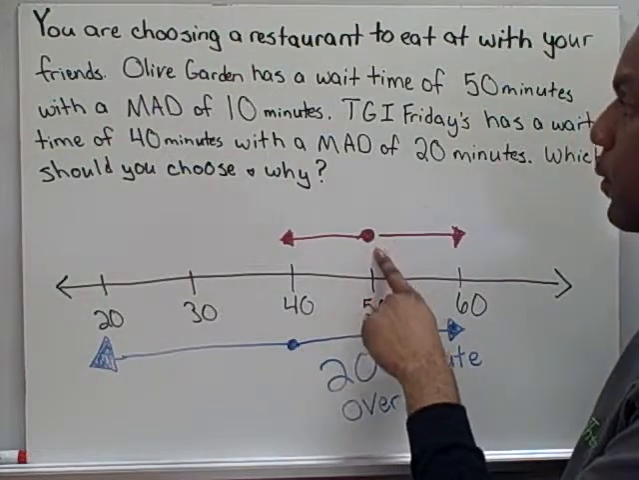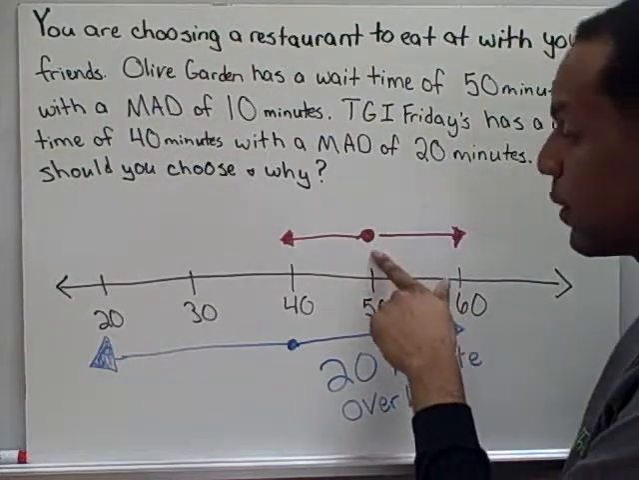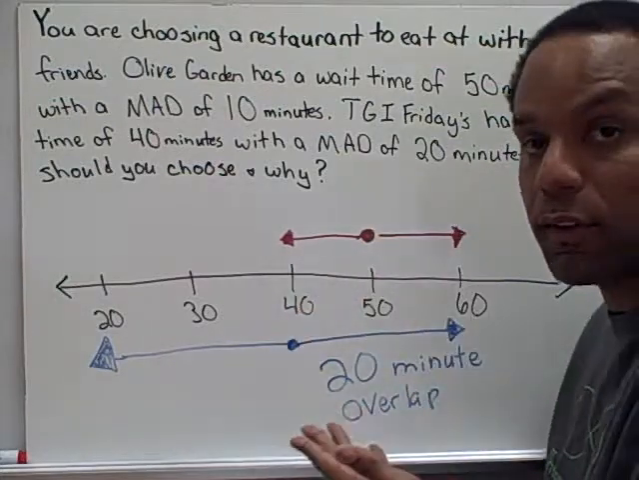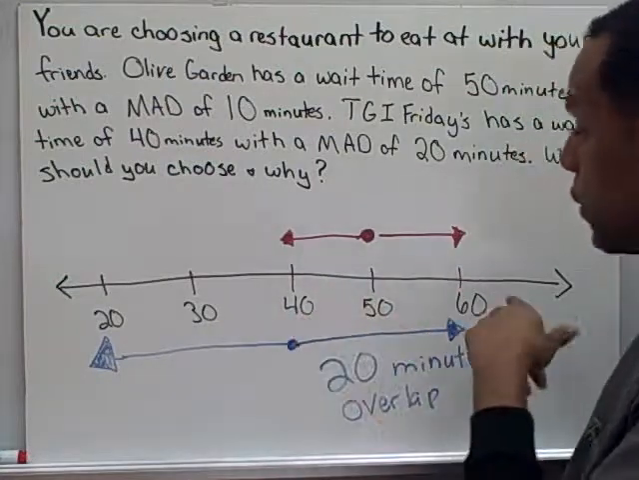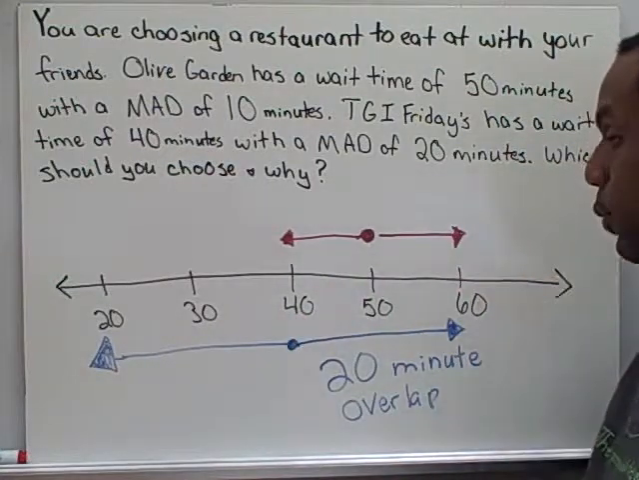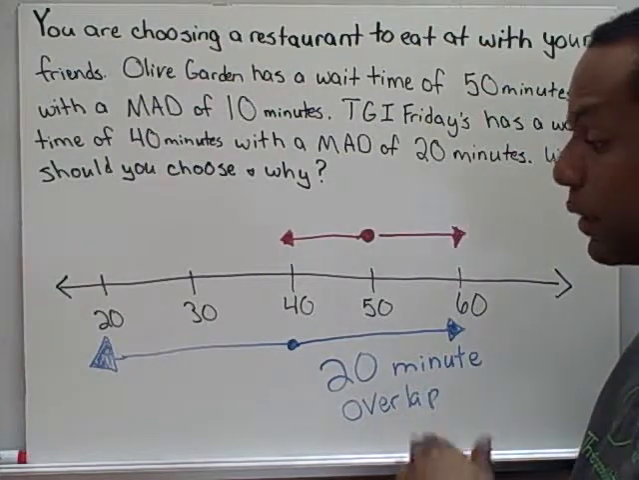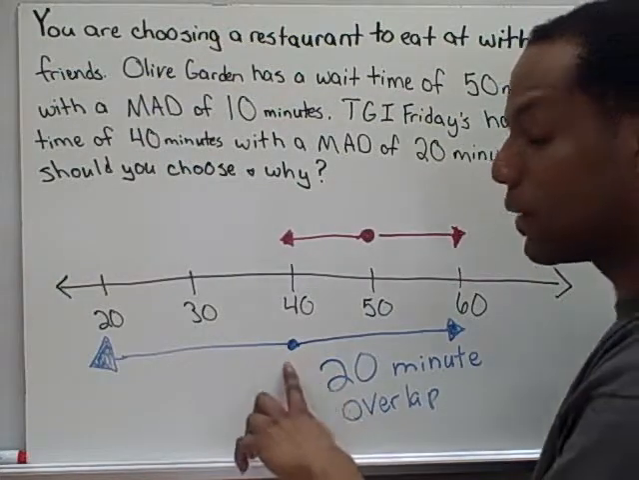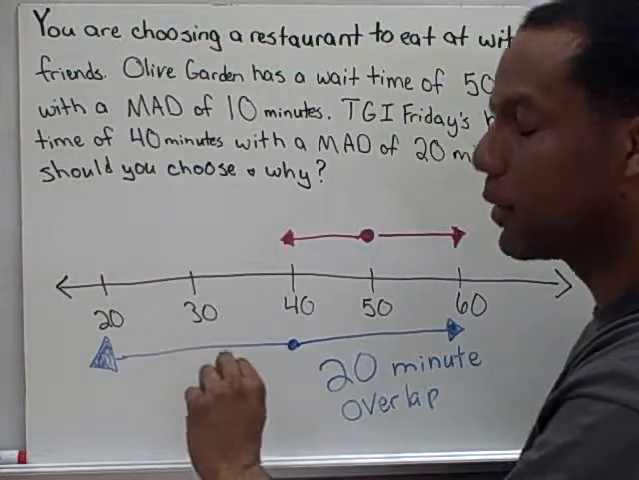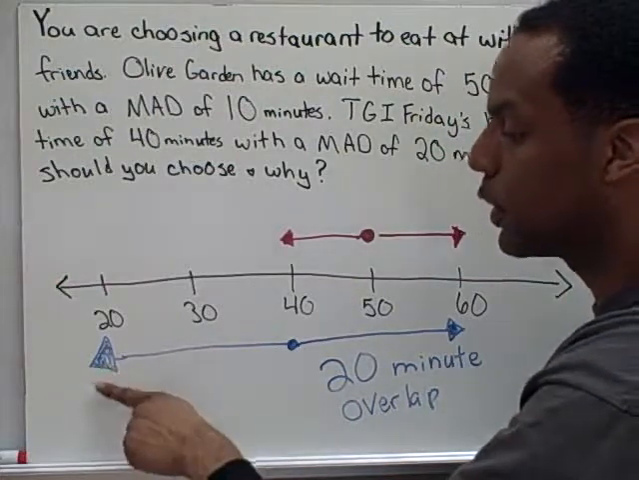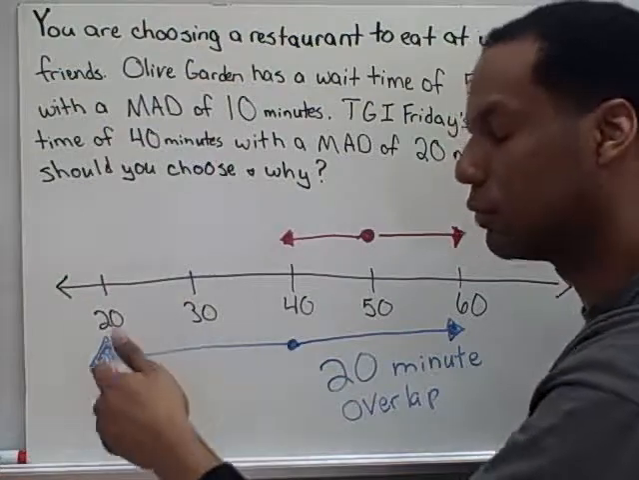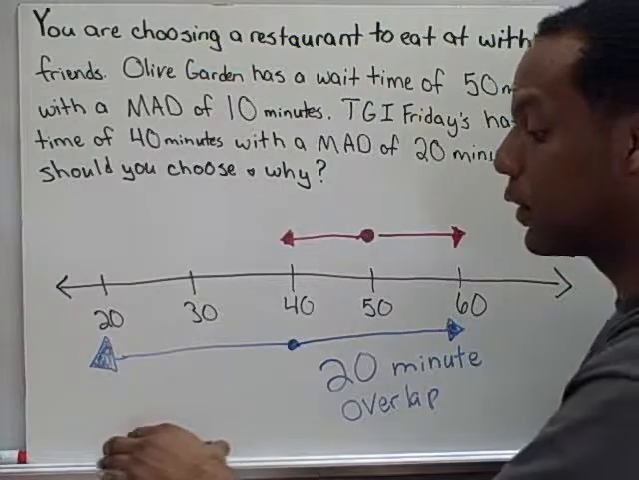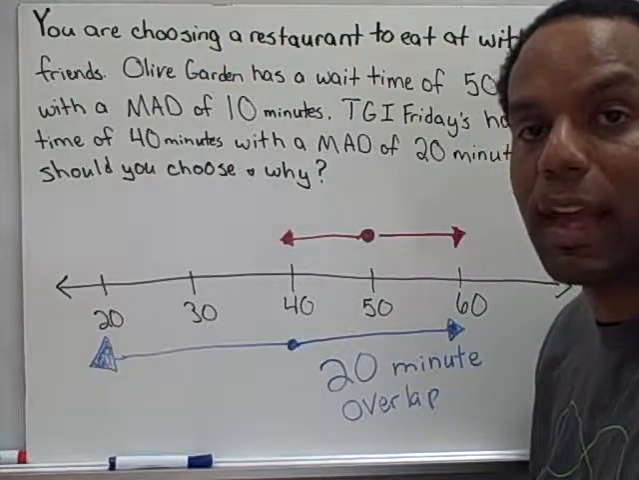Now we see with Olive Garden, we have a wait time of 50 minutes, but with the MAD being 10 minutes, that means we could get in 10 minutes earlier, at 40 minutes, or we have to wait 10 minutes longer, and it will be an hour wait. Whereas TGI Fridays, they're saying we have a wait time of 40 minutes, but we have a MAD of 20 minutes, which means that we could get in 20 minutes earlier and eat within 20 minutes, or we may have to wait an extra 20 minutes and it may be an hour. So this is a real life example of MAD.